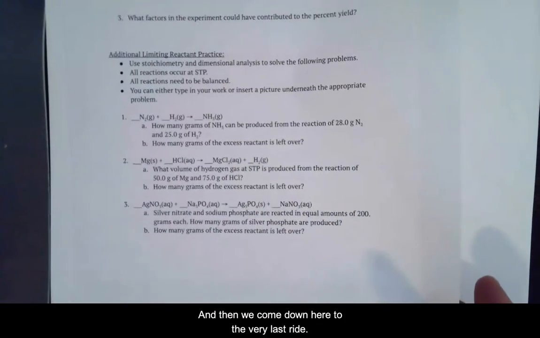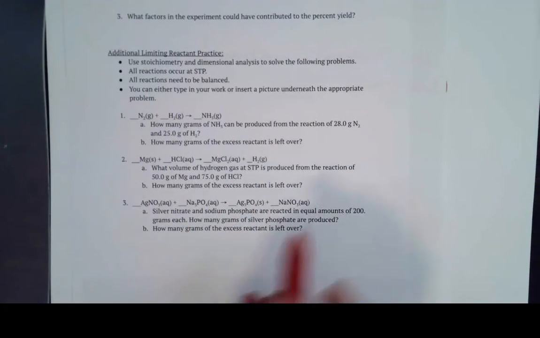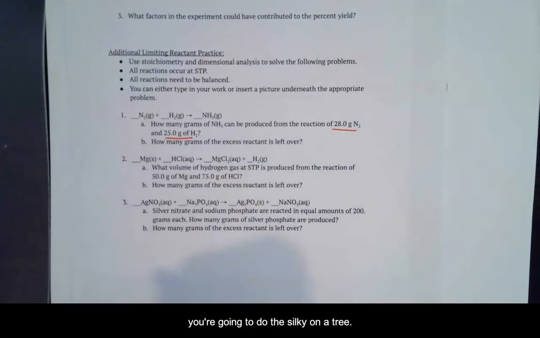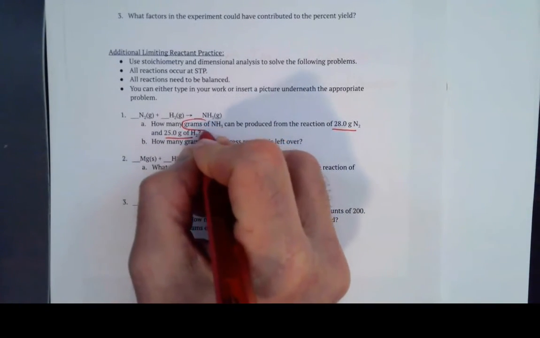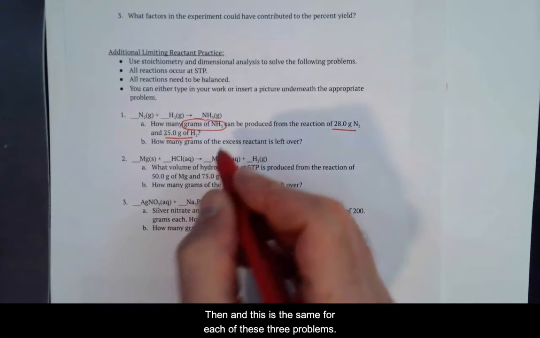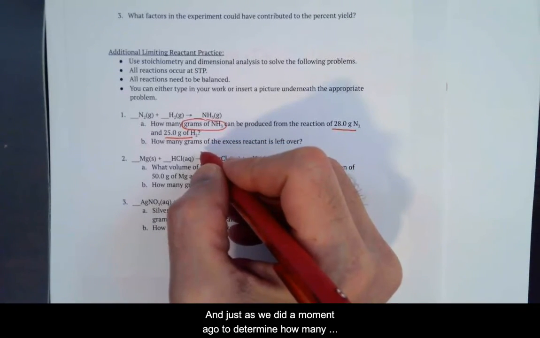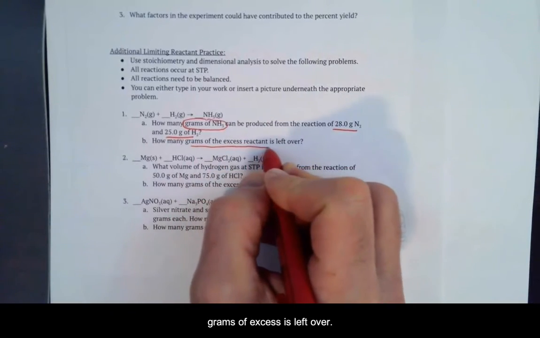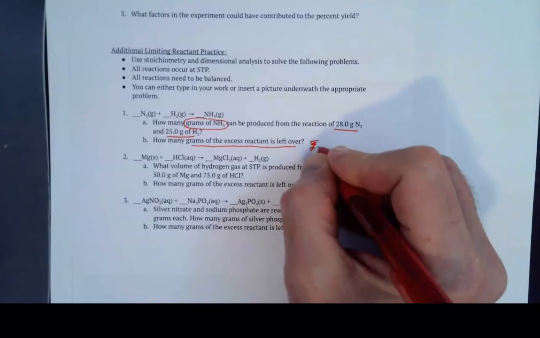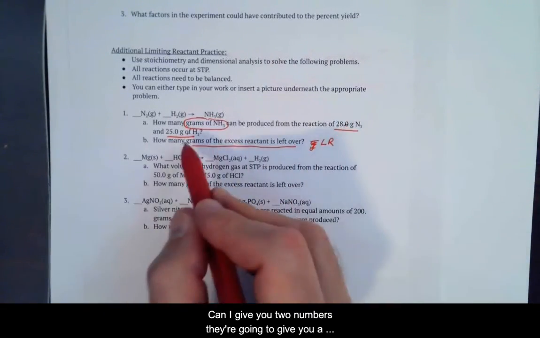And then when we come down here to the very last, guys, you're going to balance these equations out. You're going to take each of the quantities given in each of the problems, and you're going to do the stoichiometry to turn it into whatever it's being asked to turn it into. Then, and this is the same for each of these 3 problems, just as we did a moment ago, to determine how many grams of excess is left over, you take your grams or your amount of limiting reactant, and remember, each of these 2 values are going to give you 2 numbers.